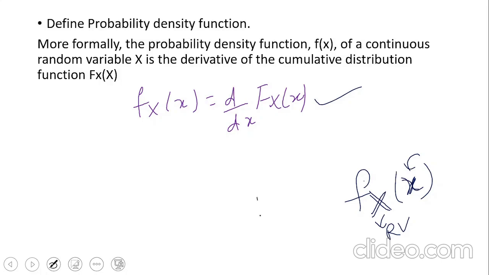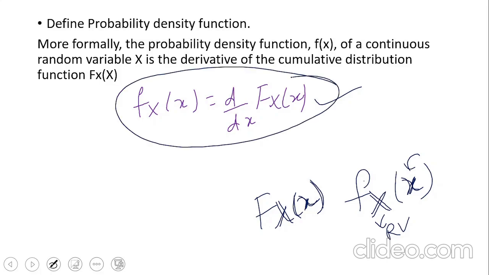Similarly, here also capital F x of x is the distribution function or cumulative function. Capital F x in bracket small x. So you should be very careful. Don't replace small x with capital X. Then the entire meaning will be collapsed. Okay. So whenever they ask for the density function, you write: density function of random variable x is the derivative of the cumulative distribution function F x of x. So that is the derivative d by dx of F x of x.